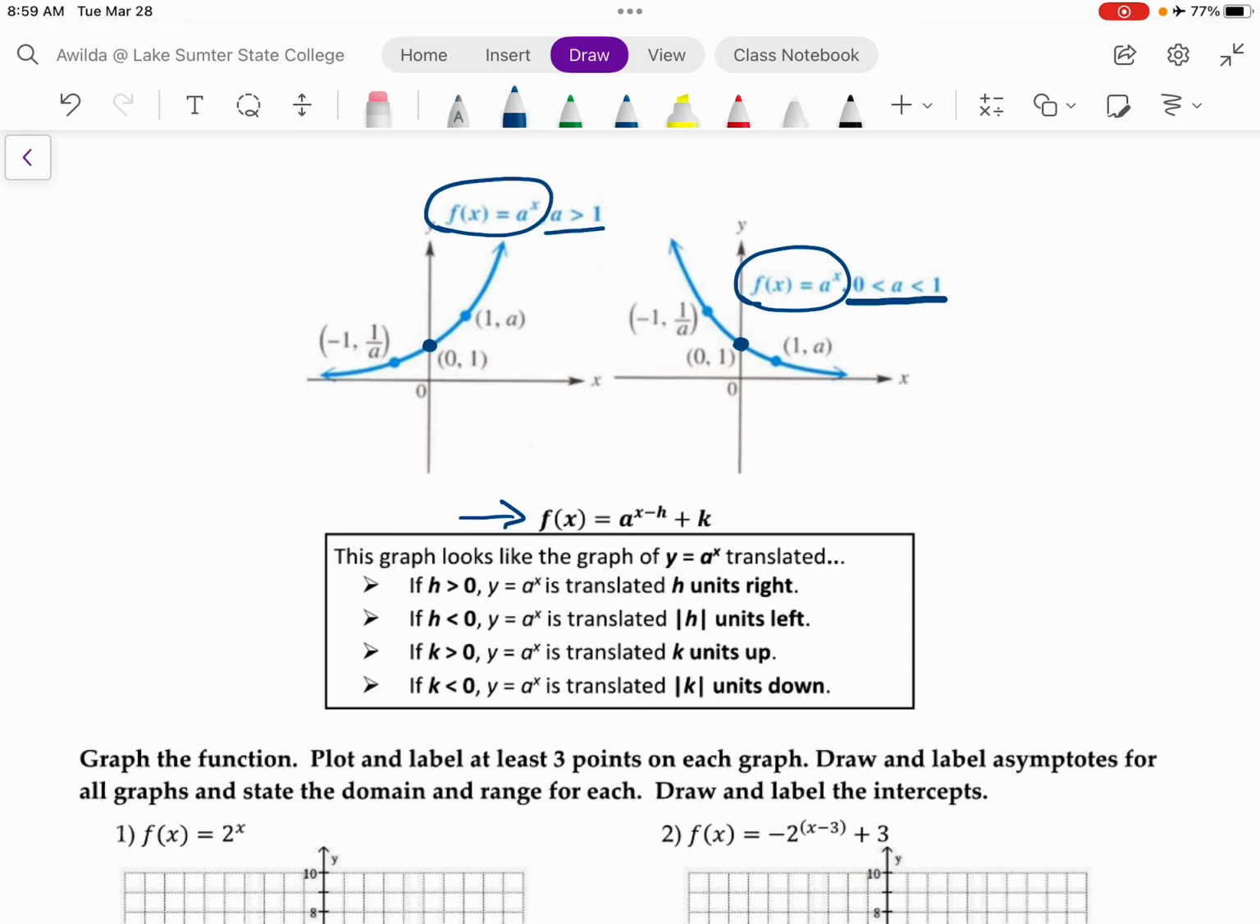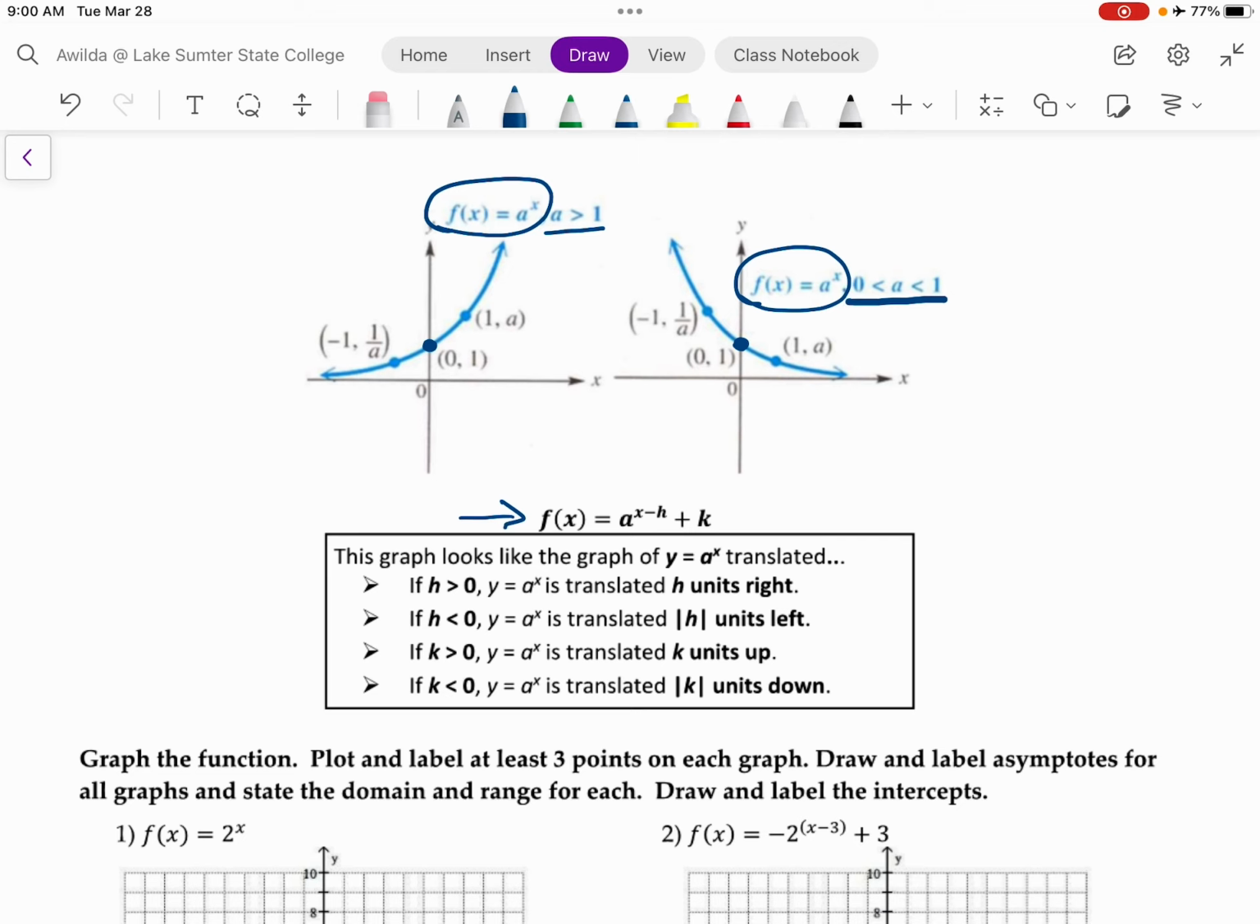If there is a real number h subtracted from x in the exponent, that is going to create a horizontal translation, h units either to the left or the right, depending on whether h is positive or negative. And then if we add k at the end, that is going to create a vertical translation, k units up or down, depending on whether k is positive or negative.